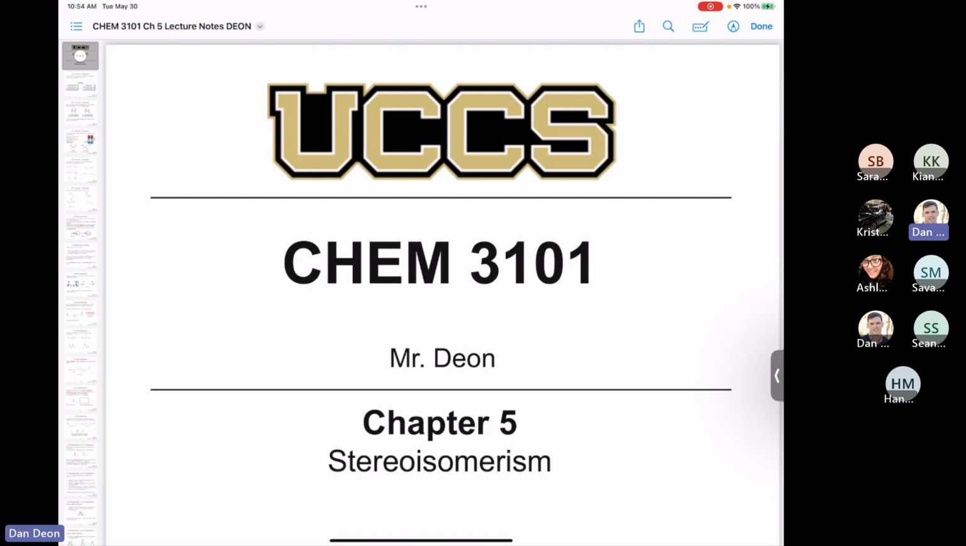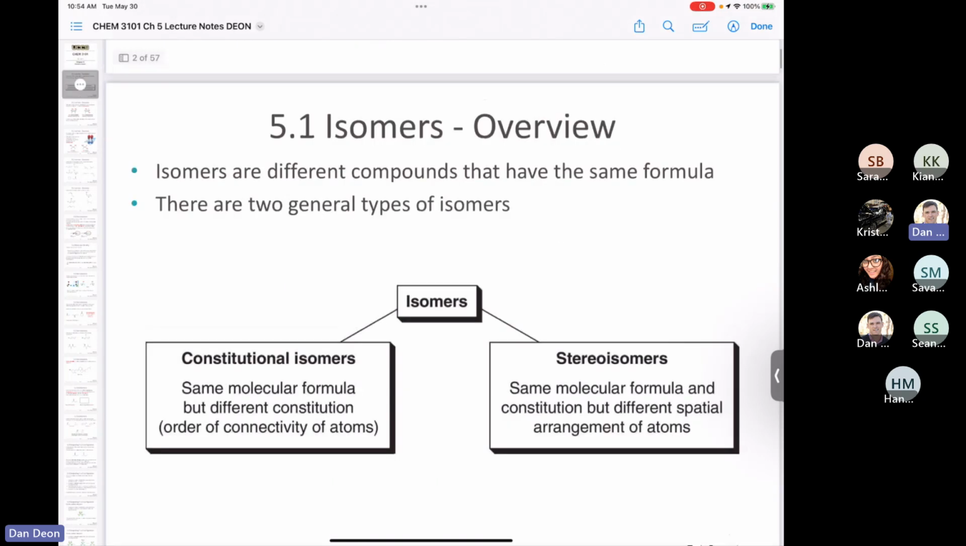So stereoisomerism, and this is a chapter that you might find handy to have molecular models. Might be handy to have a molecular model kit to do this chapter. Not necessary, but it might be handy. Anyhow, let's do a little review here of what isomers are.